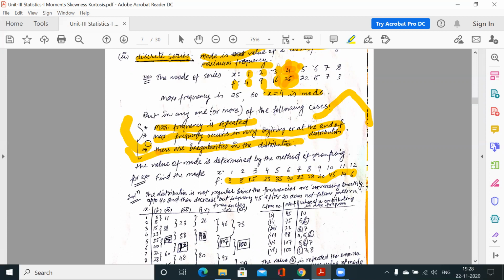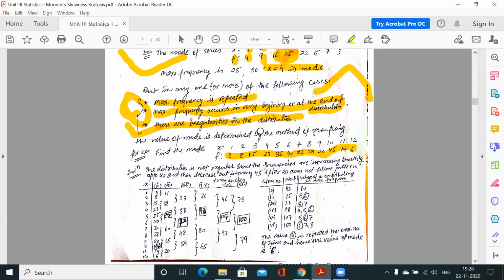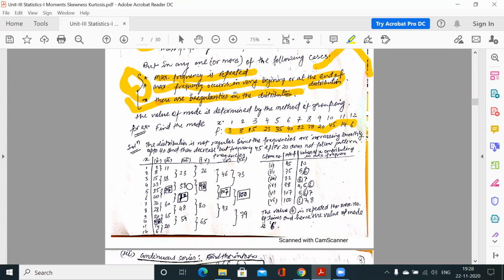we will not get the mode by using this method, because in this case we may have two modes. If suppose 25 is coming 2 times, both are maximum frequencies, and the corresponding x values are our modes, so we will get two modes. So in case of repetition in the maximum frequency, or in these other cases, we apply a grouping method. So what is the grouping method?